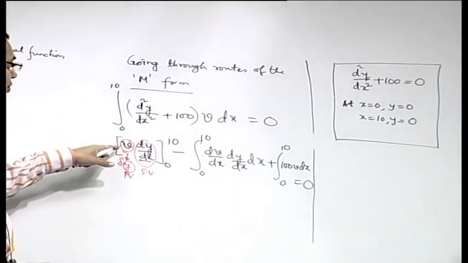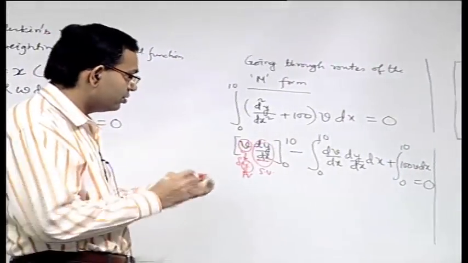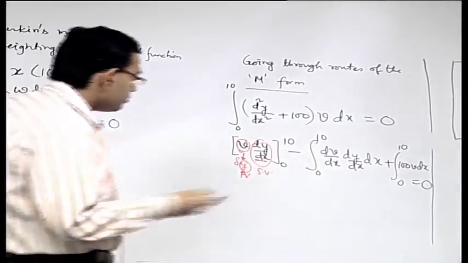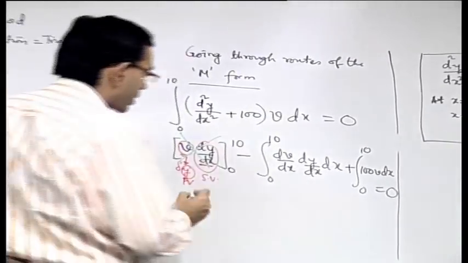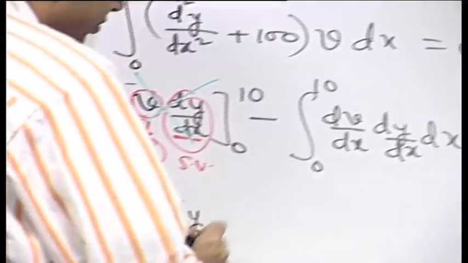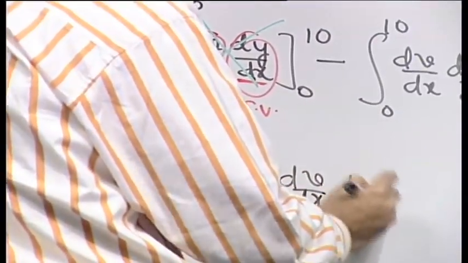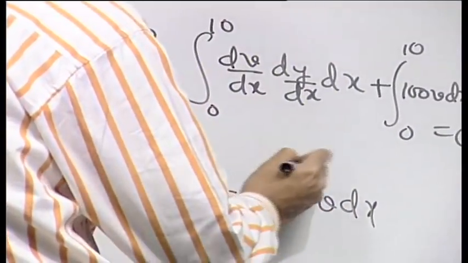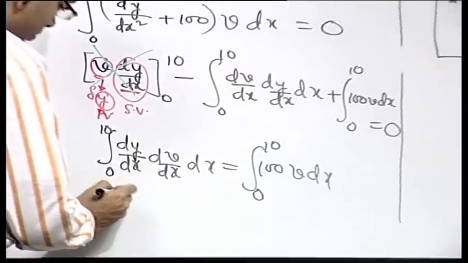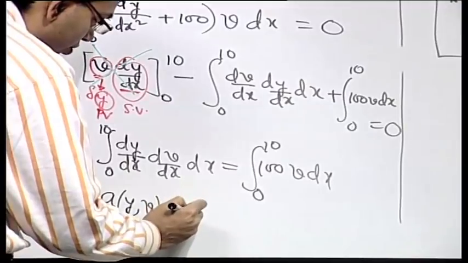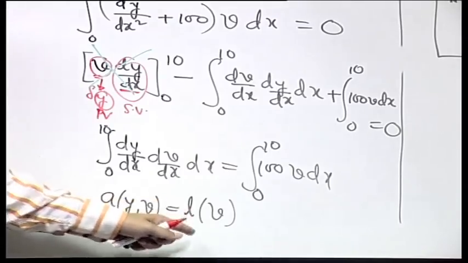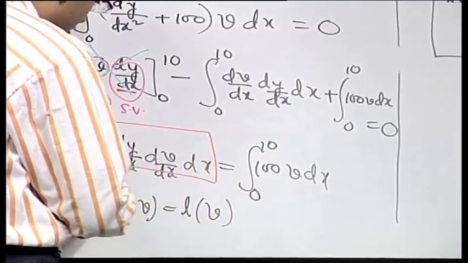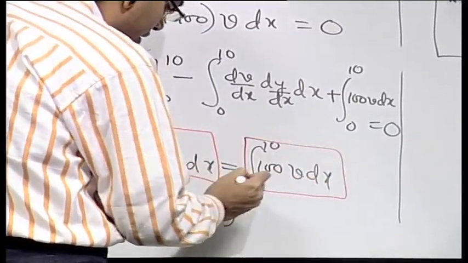So, that means you have V equal to 0 at both x equal to 0 and x equal to 10. So, this term is no more important, becomes 0. So, once this term becomes 0, you are left with integral of dy dx dv dx between 0 to 10 is equal to integral of 100 v dx. This is of the form A y v is equal to L v, where A is a bilinear operator and L is a linear operator. So, this is A and this is L.